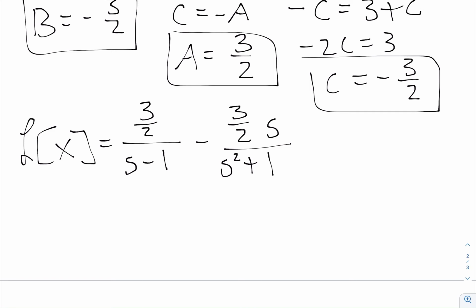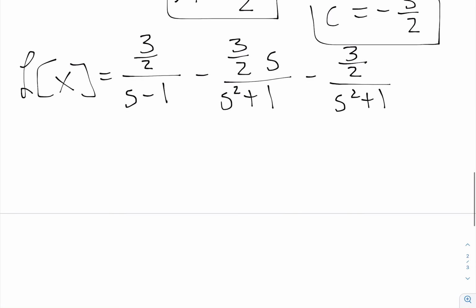And originally it was Bs plus C, but we can split that plus C into a different term itself with the same denominator as the Bs. So this one's also going to be minus 3 over 2 over s squared plus 1. Okay, cool. So now that we have three things split up into different terms, we can take the inverse Laplace of everything. So I'm going to factor out all the 3 over 2s.